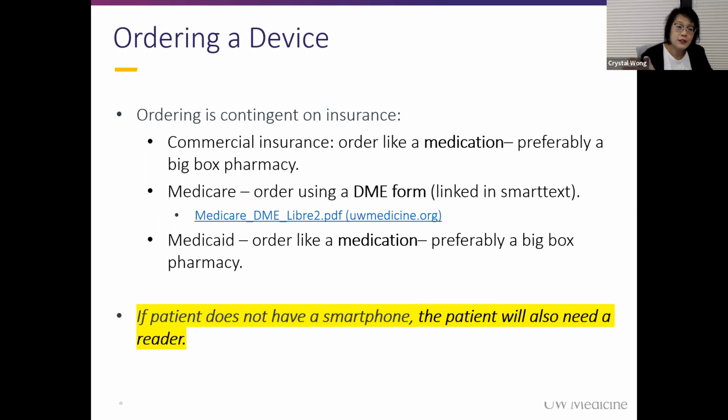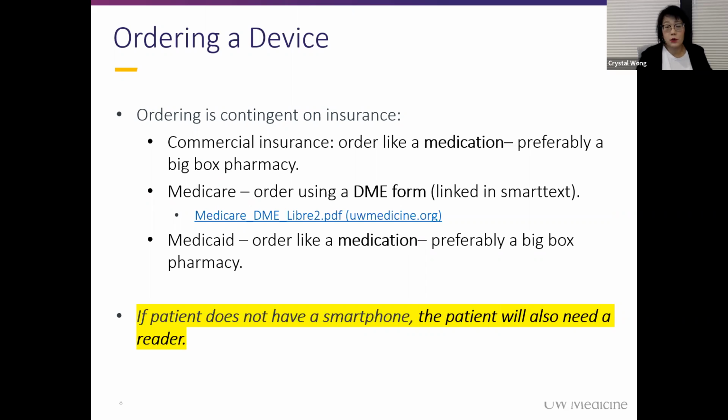For commercial insurance or Medicaid, it's actually ordered like a medication, so it's much more simple. And on the next slide, I have some screenshots of what that looks like in Epic. Ideally, you would send it to a big box pharmacy, mostly because of the prior auth workflow, if they need it, and also for better pricing, frankly, if you have a patient who decides they're going to self-pay.